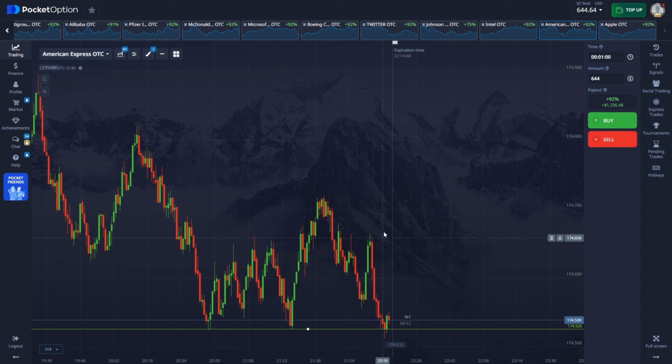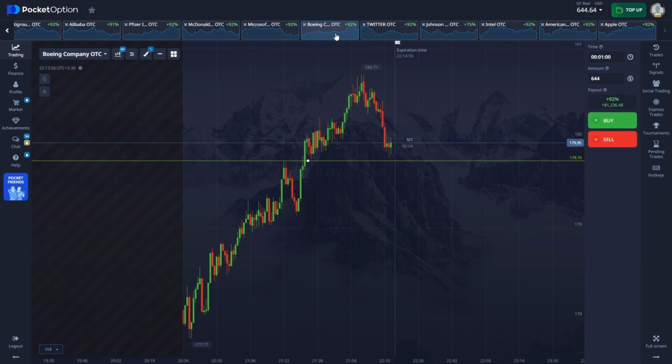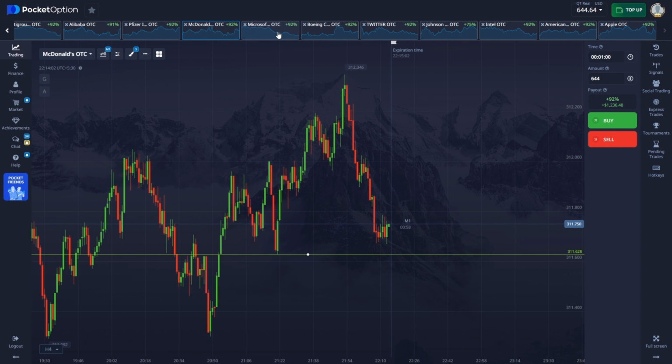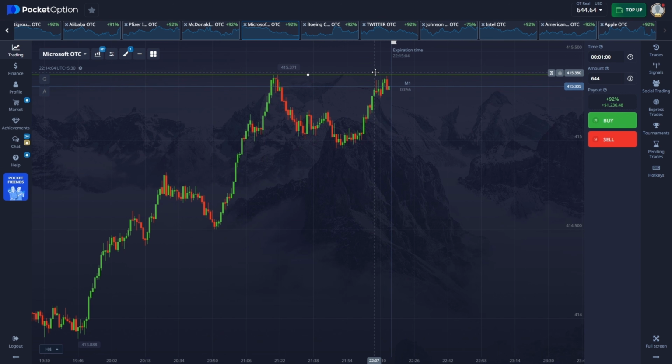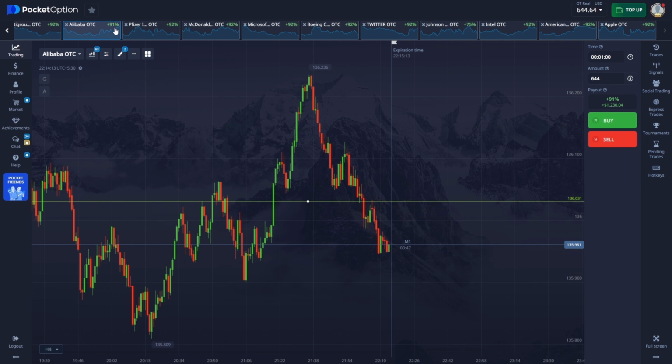You can see how the level worked on American Express OTC. On Microsoft, as I mentioned earlier, we can go for the downside move from the level, and the red candle formed exactly at the level.